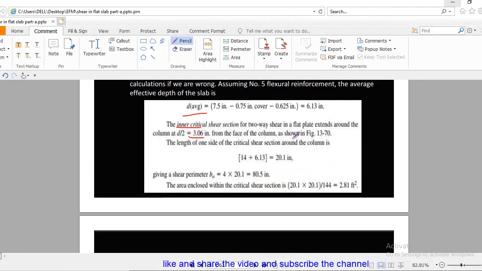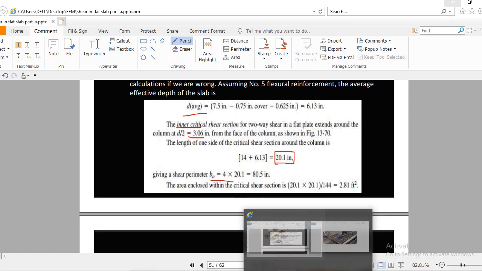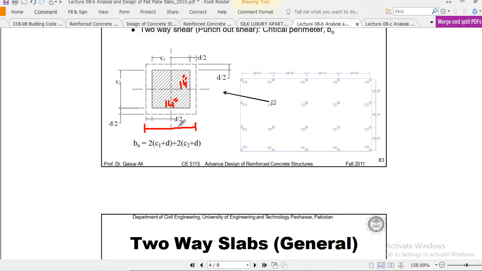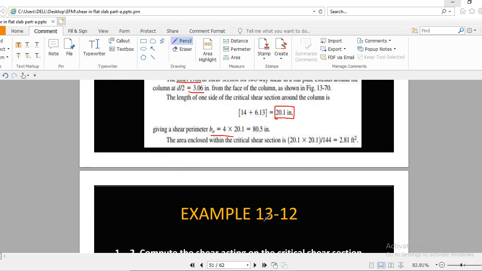Now this is the procedure for how to find it, you already know it, and one side of that critical section will be 20.1. So what does it mean? This one side is basically 20.1. If one side is 20.1 and we have four sides, multiplied by 4 you get beta naught. This is simple in case of a square column.